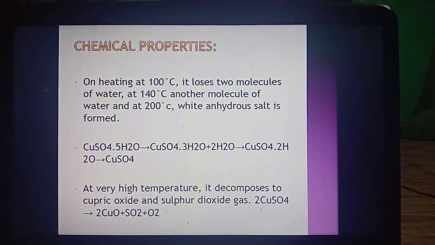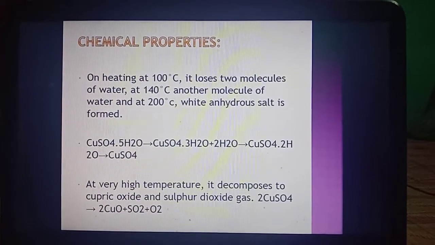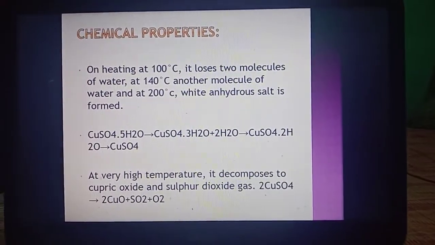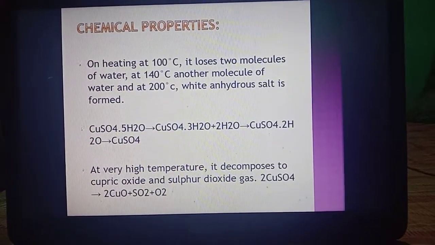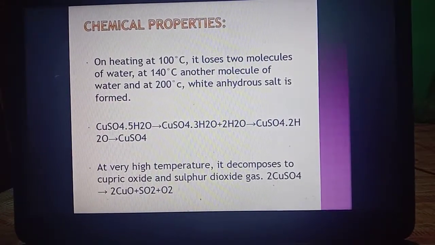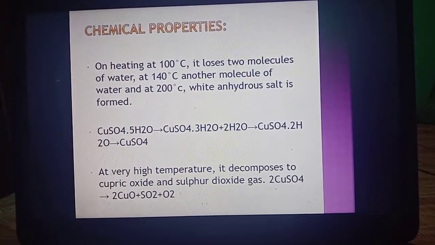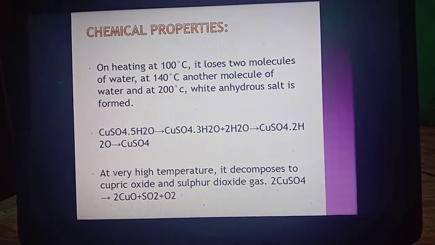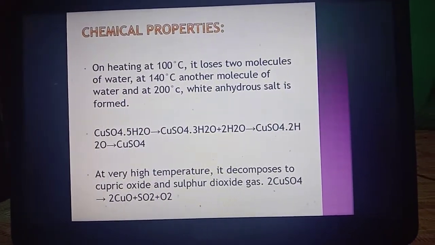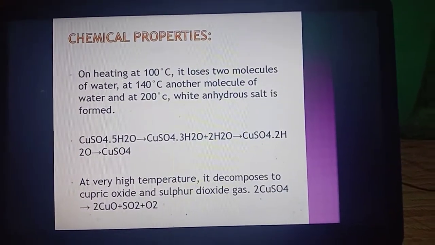Now, chemical properties. On heating to 100 degrees, it loses 2 molecules of water. At 140 degrees, another molecule of water is lost, and at 200 degrees, white anhydrous salt is formed. That means the total water molecules are dehydrated. See, CuSO4·5H2O at 100 degrees becomes CuSO4·3H2O, and then at 140 degrees it becomes CuSO4·2H2O. At last, at 200 degrees centigrade, it becomes CuSO4. At very high temperature, it decomposes to cupric oxide and sulfur oxide gas: CuSO4 gives CuO plus SO2 plus O2.